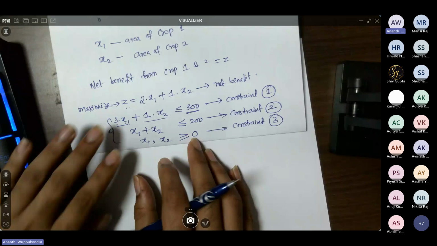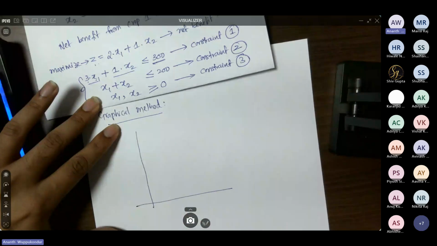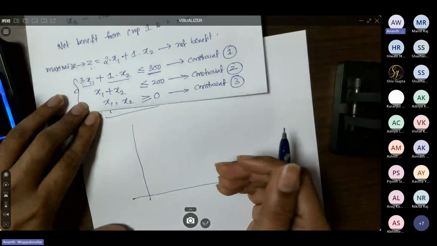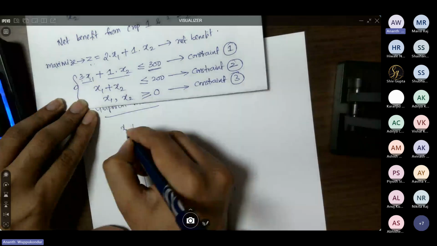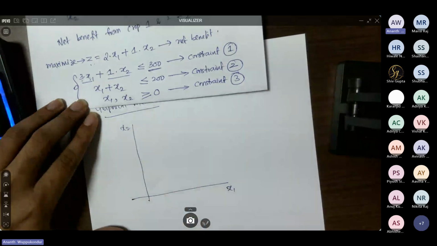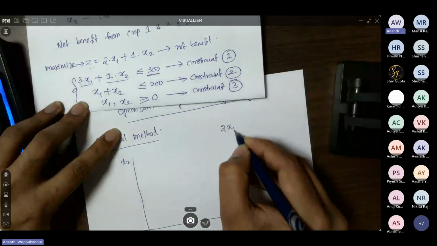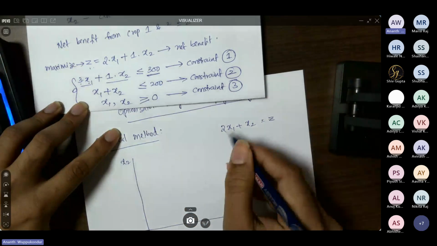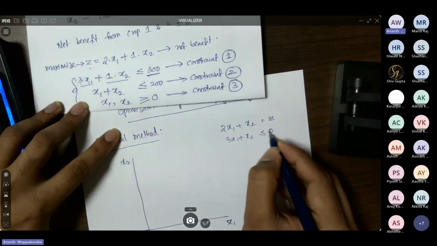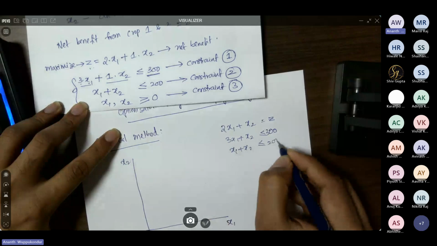When we say graphical method, obviously we are going to construct the x-axis and y-axis for the graph. Here the x-axis is going to be x1 and the y-axis is going to be x2. And we have three functions that we need to plot: 2x1 plus x2 equals z, 3x1 plus x2 less than or equal to 300, and x1 plus x2 less than or equal to 200.